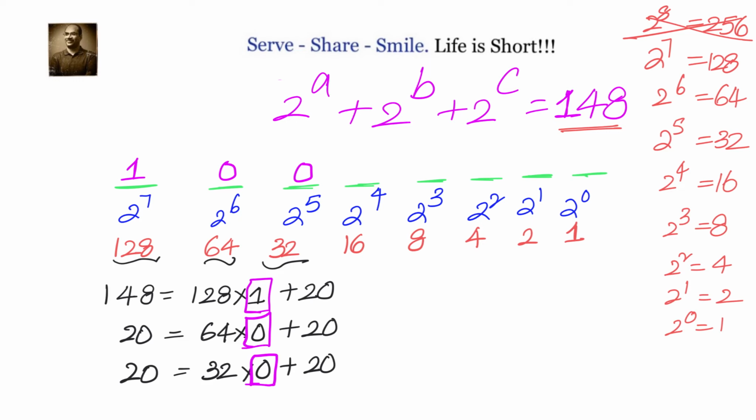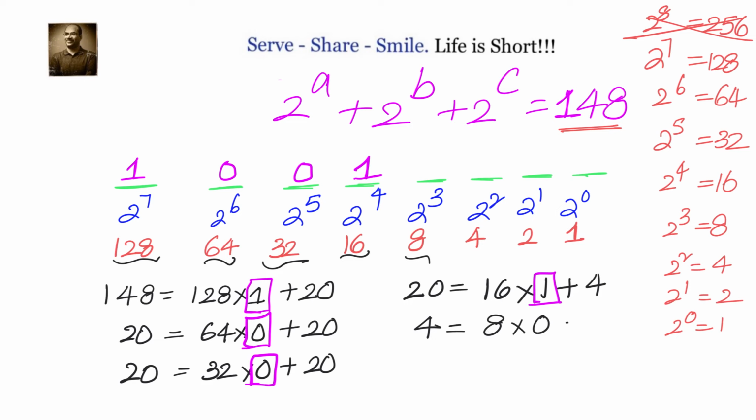That's good. We can write it as 20 equals 16 into 1 plus 4. That means for 2 power 4 we have to take the value as 1, because 16 ones are 16 plus 4. So we have 1 there. Then left out is 4. Now 4 in terms of 8 we have to write 4 equals 8 into 0 plus 4, because 4 is less than 8. So it will be 0 again.